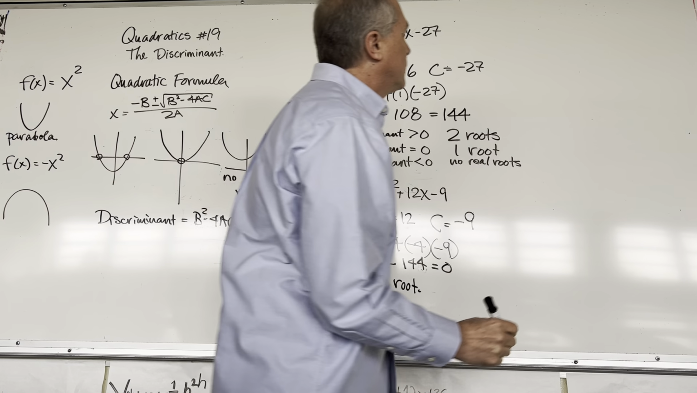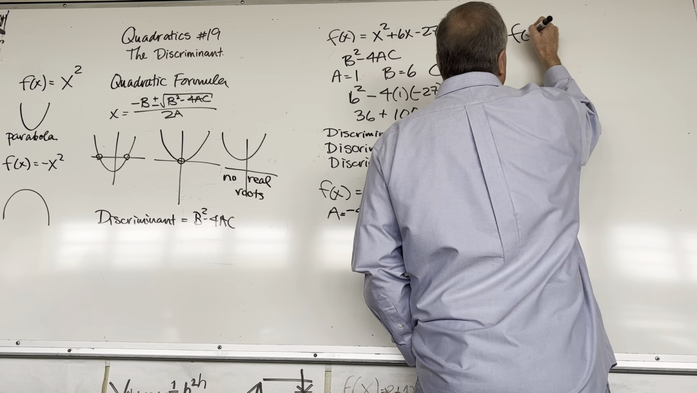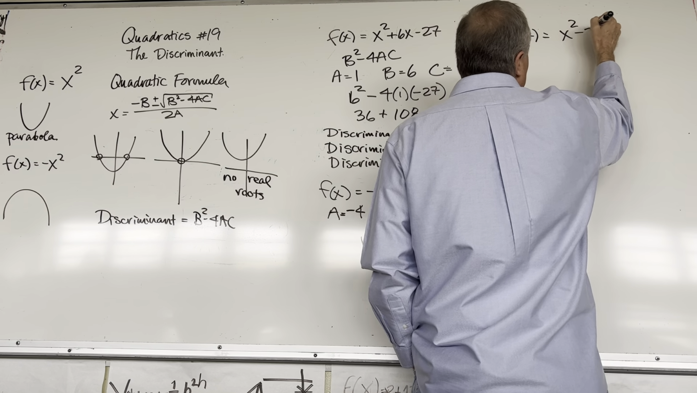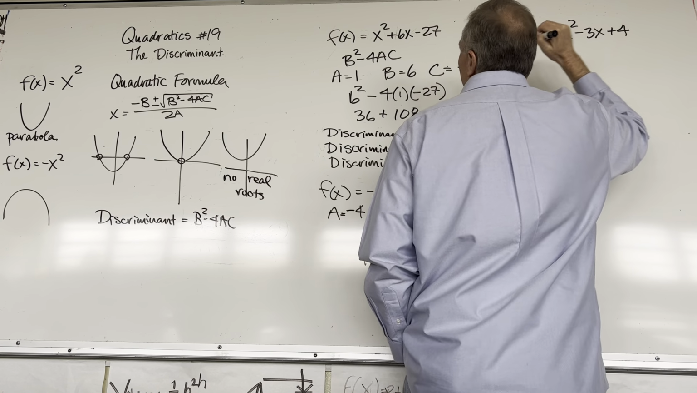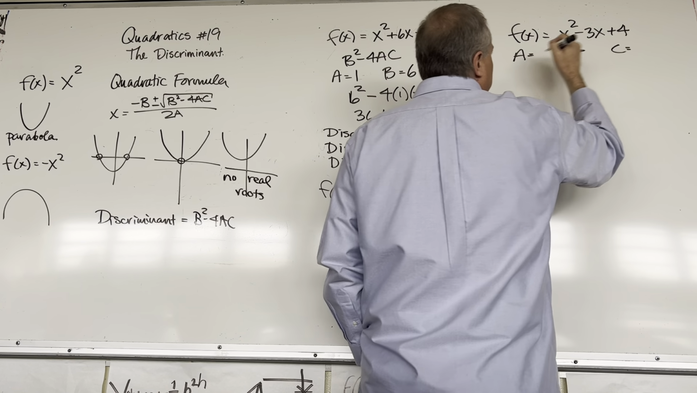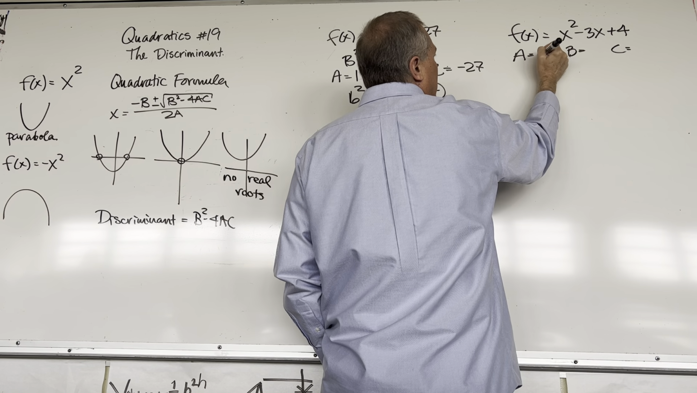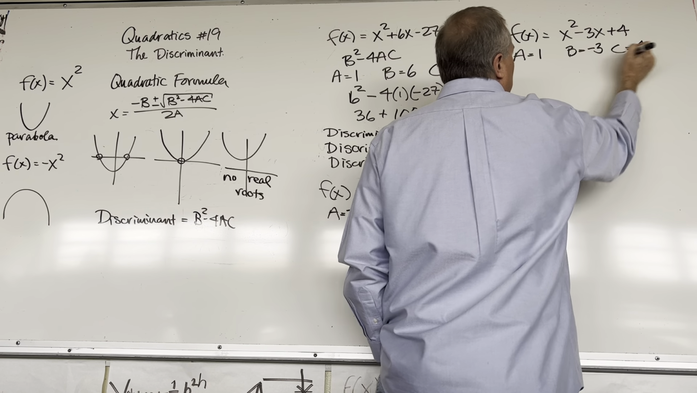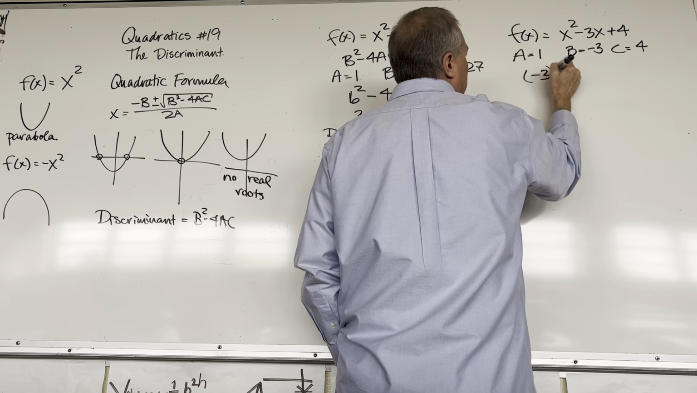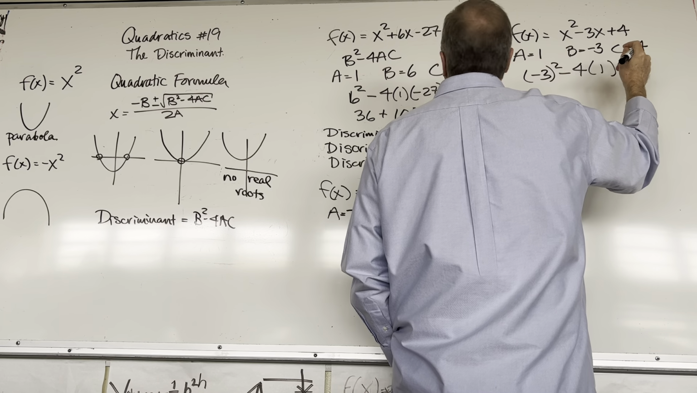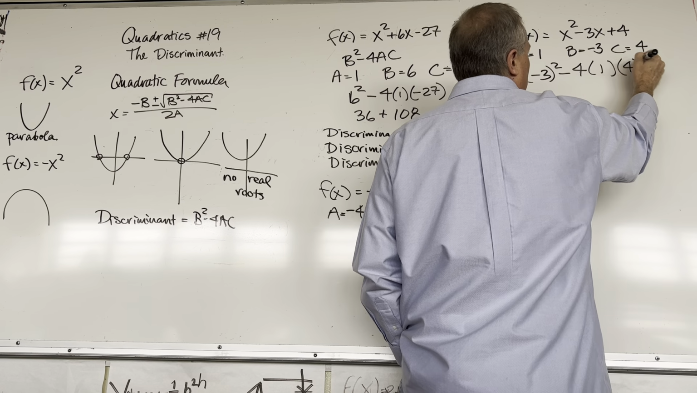And one more. Let's do a negative. So f of x equals x squared minus 3x plus 4. We're going to go straight to A, B, and C. What's A? 1. What's B? What's C? 4. B squared is going to be negative 3 squared minus 4 times A times C, times 4. There we go.